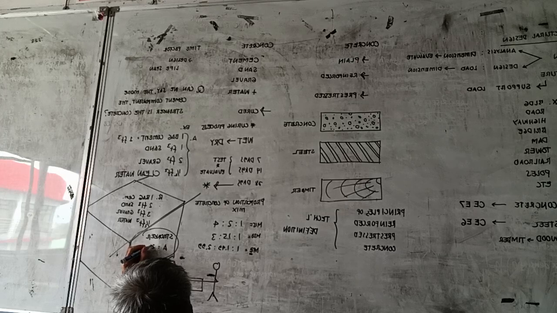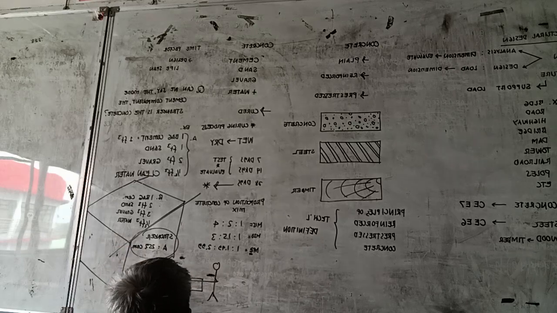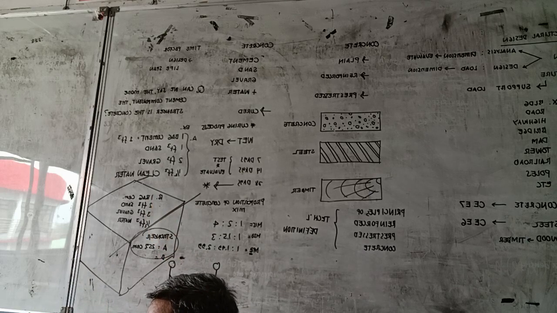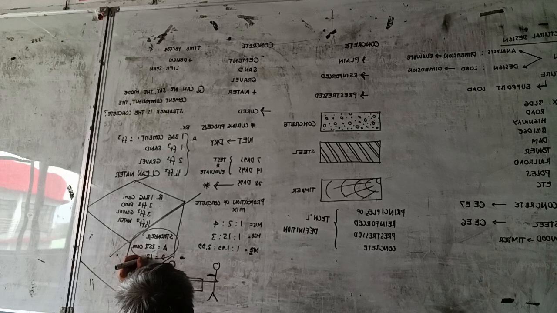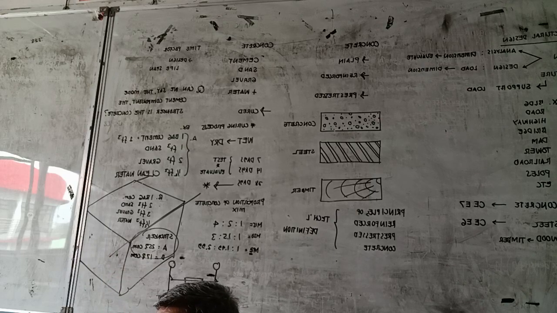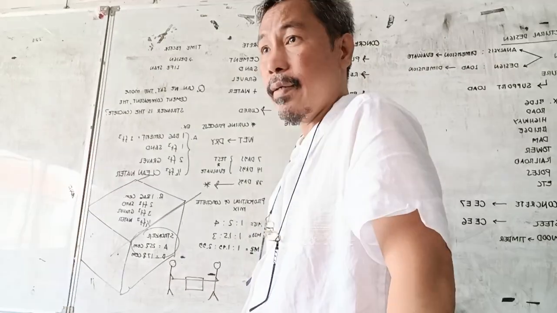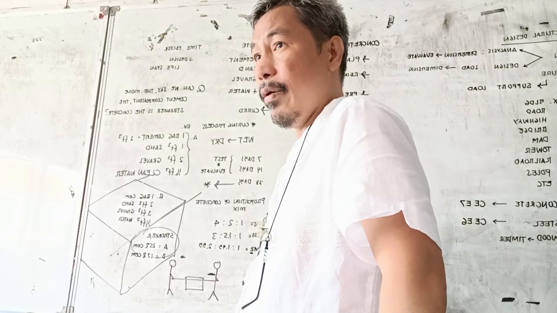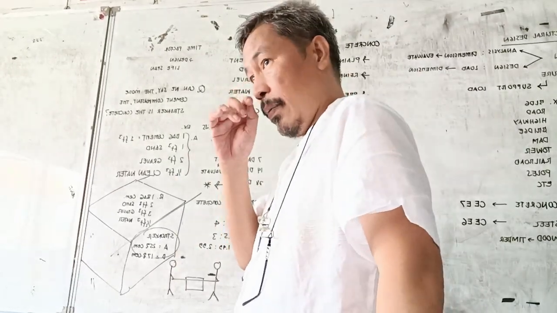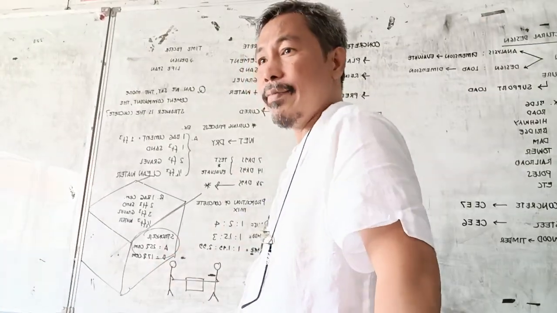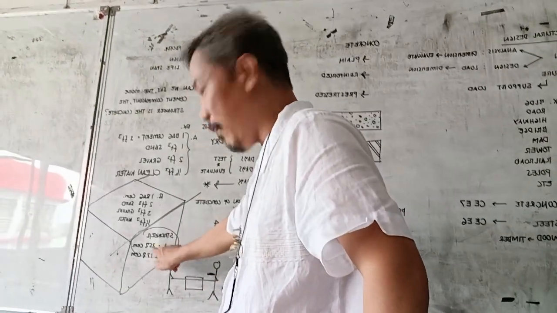This is actually 25% cement. B is what? 1/6. 1/6 is how much? 16, no? Or 17%. Is that correct? 1/6. Please divide. That is 16.666. 17%. So, a little bit different, no?